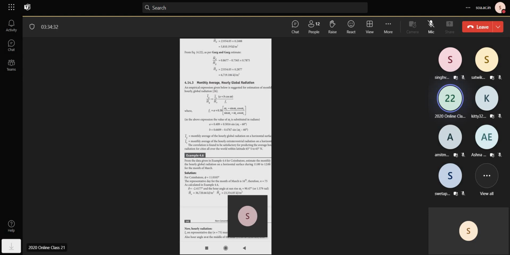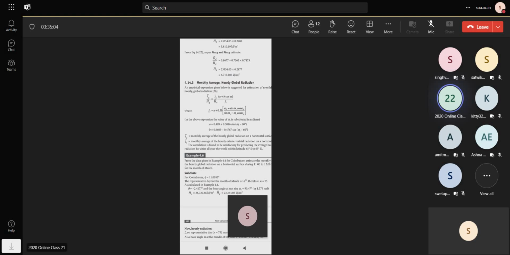We'll repeat the same 4.4 question for the same Coimbatore location using this method. You can refer to that question again from 4.4. There it is mentioned that your phi, the latitude angle, is 11.0183. You can write it down. For example 4.6, now what do we have to find? We have to find the monthly average hourly global radiation.